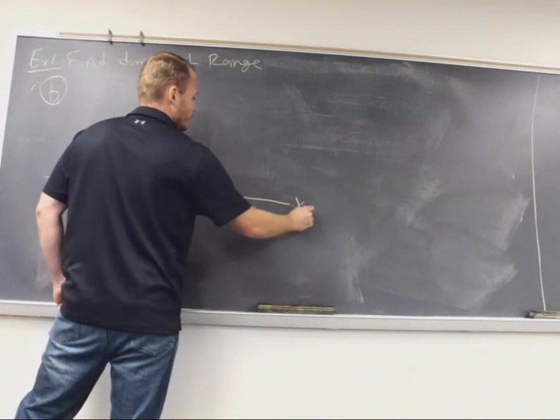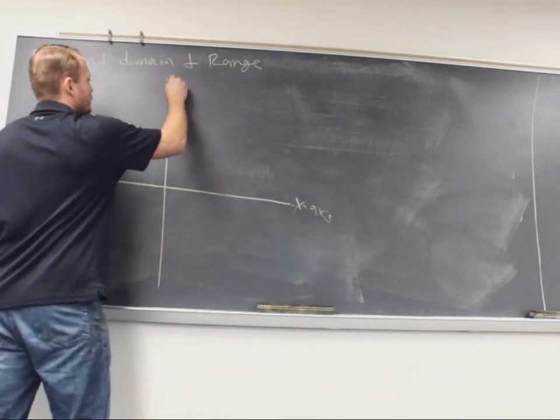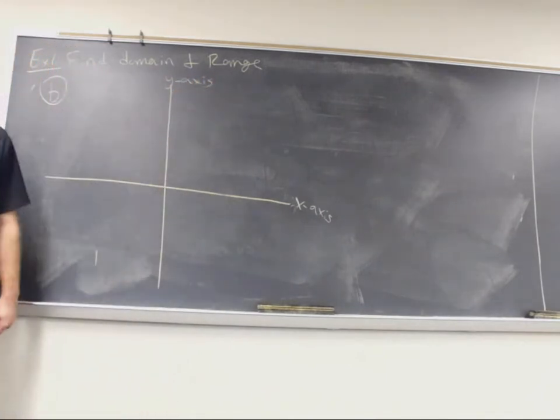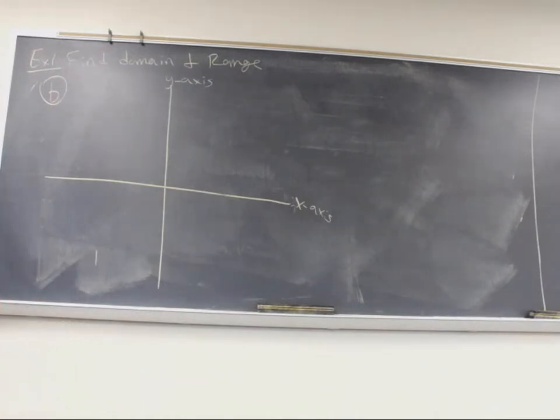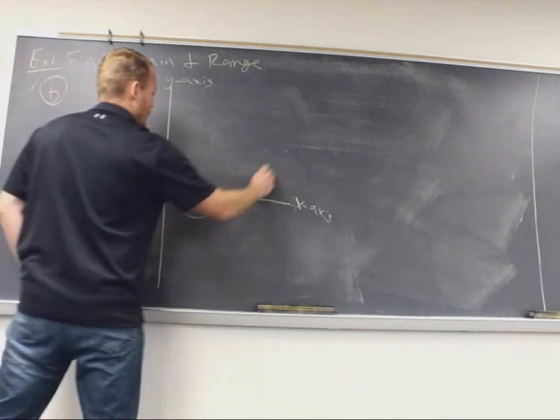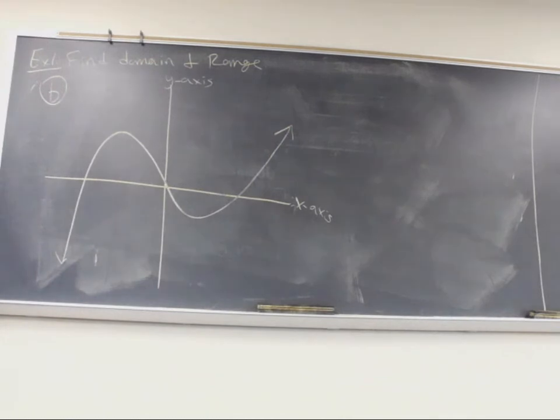And this is your x-axis. It's good habit to write x-axis and y-axis every time, because later on we'll get into the scenario where we have a lot of graphs and lines going everywhere, and it's helpful for me to know that you know what you're doing. All right. So let's say we have something that looks like this. Okay? And I want to know the domain and range of this graph.